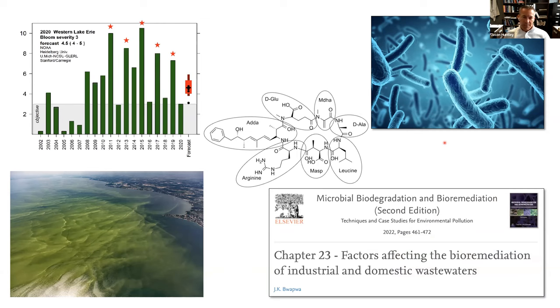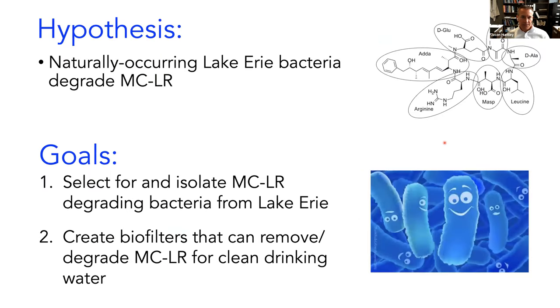So my lab asked the question: couldn't we isolate bacteria from Lake Erie that have evolved and then use those to degrade microcystin and purify clean drinking water? And we do this through what we call biofilters. I'll get to that in a second, but it's using bacteria in filters that already exist to degrade that toxin from the water.